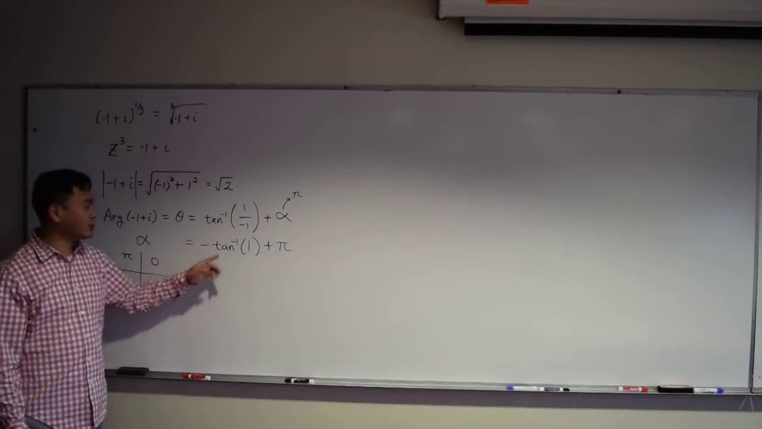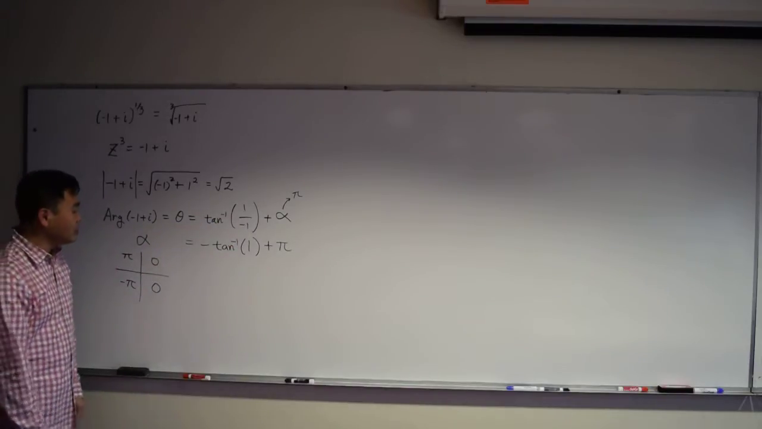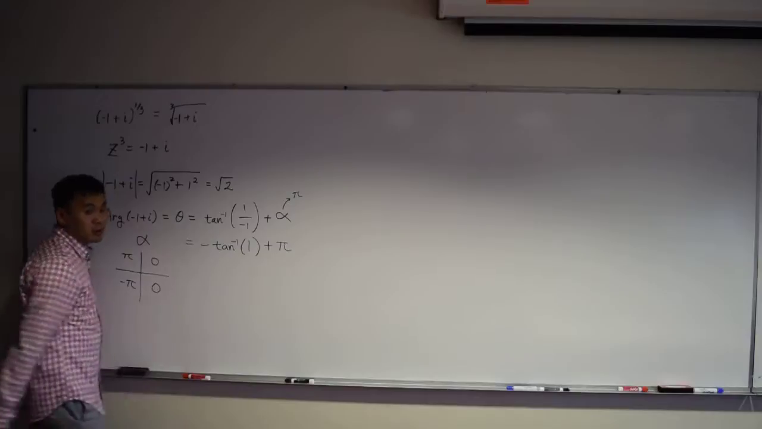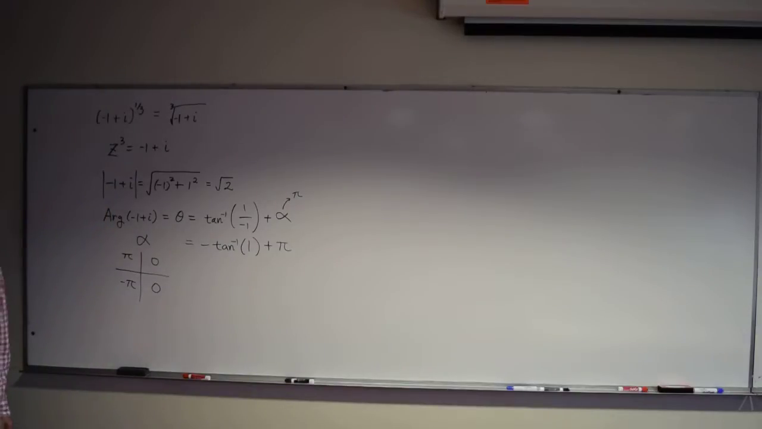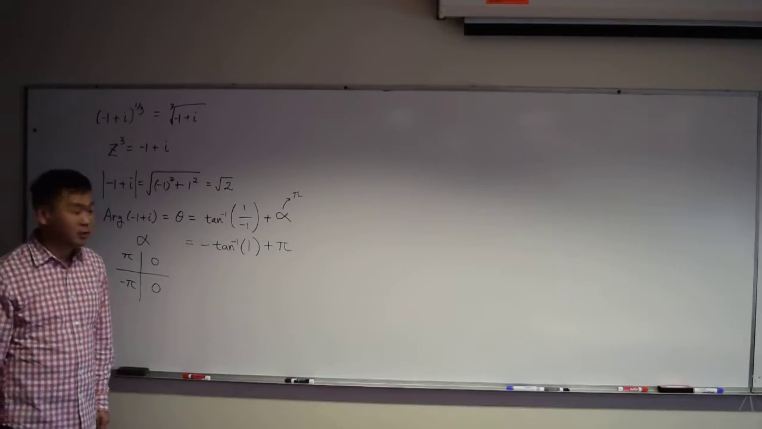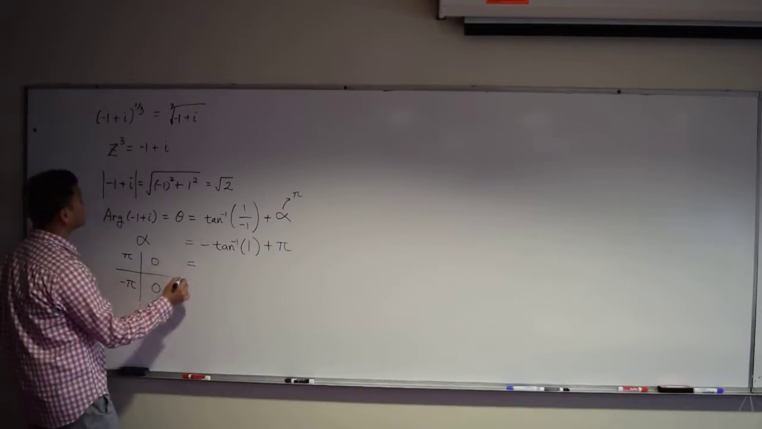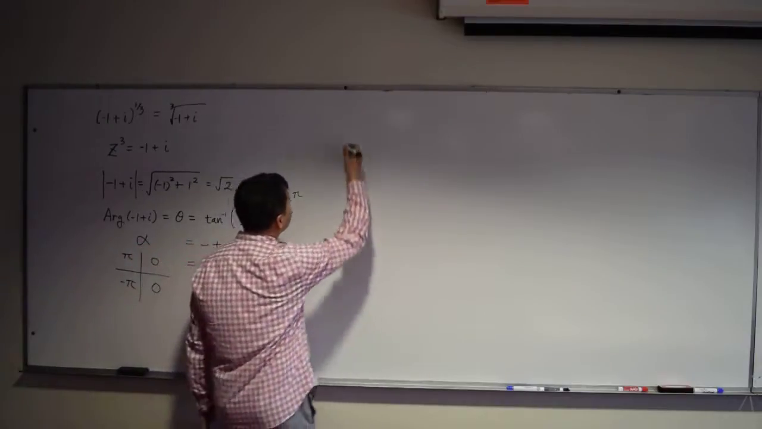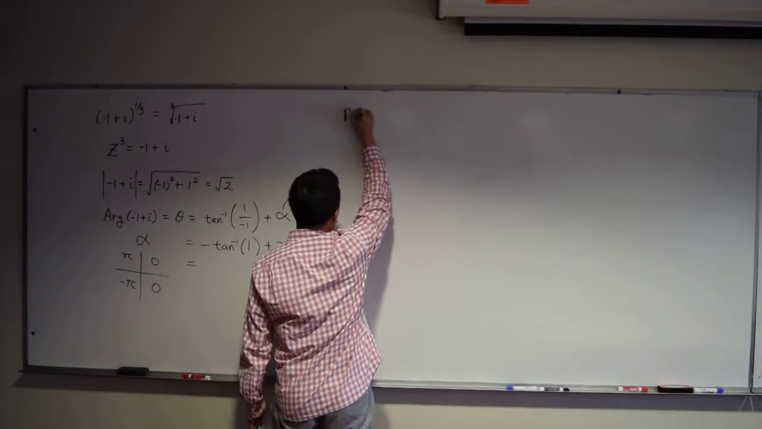I pulled the minus outside, and 1 over 1 is 1. What's tangent inverse of 1? When does tangent become 1? When does it have the value of 1? 45 degrees, right?